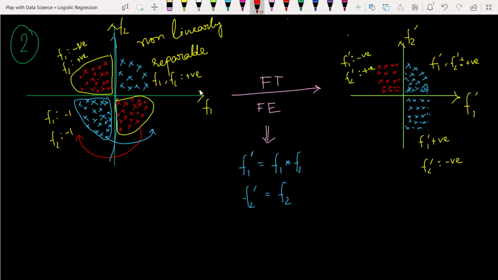Now let's come to this data. If you see this data, here in this direction f1 is positive and f2 is negative. If you transform this data, then f1 dash will be, because of the multiplication by 2, negative, and f2 dash is negative as well. So this data is now transformed to this side.